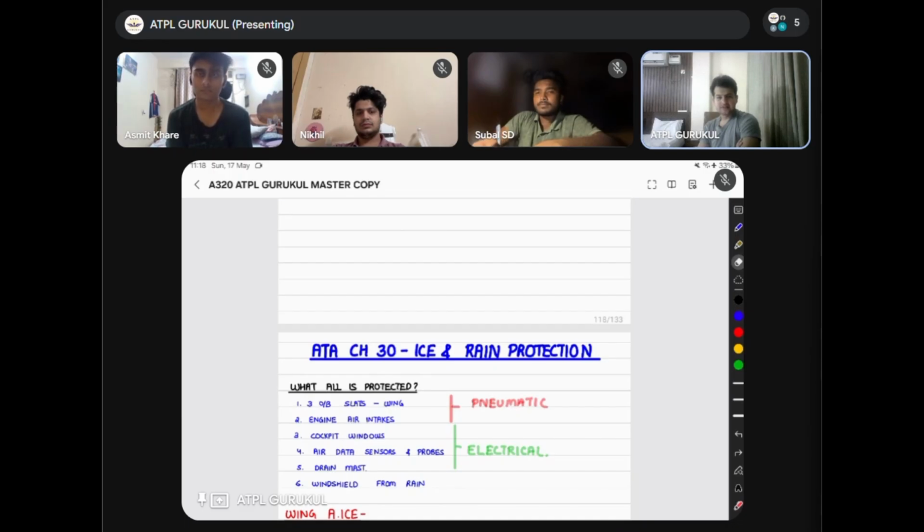Apart from that, we have heating systems. Two things are heated, which is windows and probes.